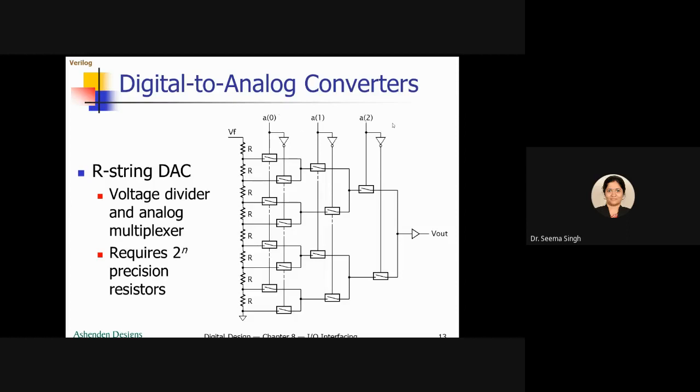Now you all try to understand, if I make A0, A1 and A2, all the three, 111, what will happen? Just to see, I'm explaining it in the opposite way. So if I make A0 as 1, what will happen? This switch will close. A1 as 1, this switch will close. A2 as 1, this switch will close.